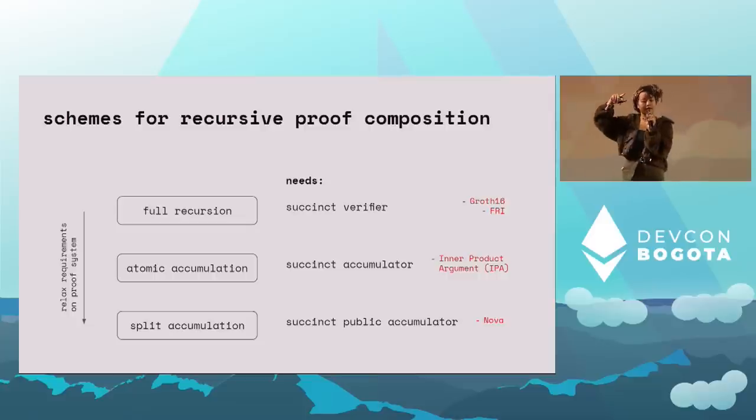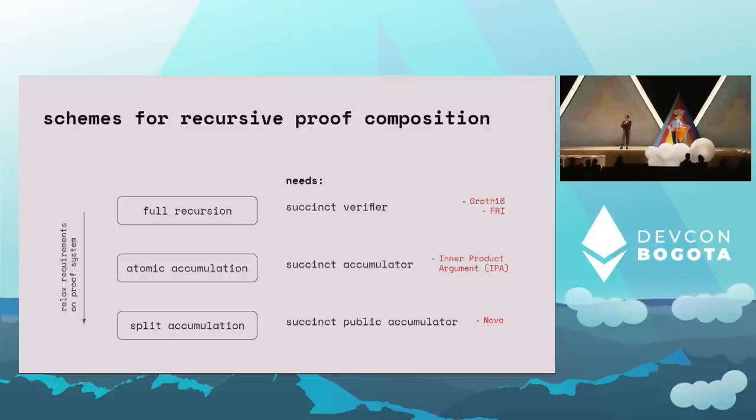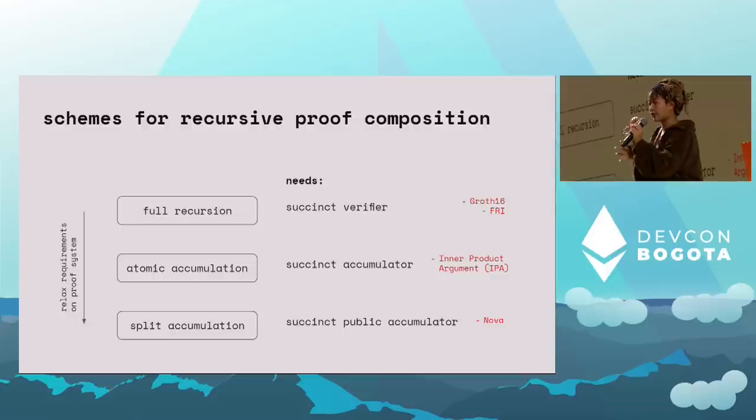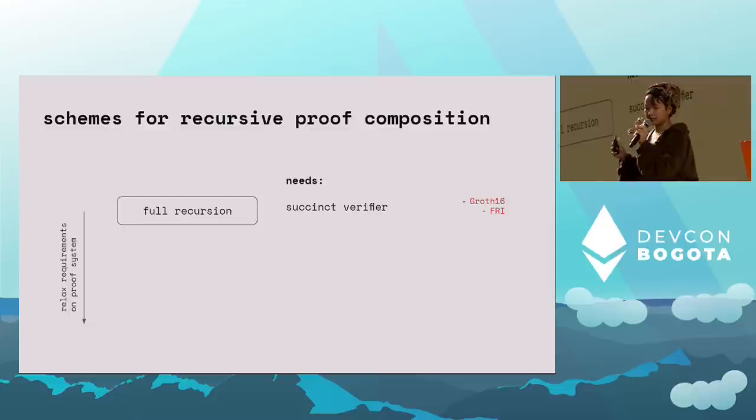And finally, if we relax even more, we don't even require a succinct accumulator. Now we're just happy with a succinct public accumulator. And the idea behind this split accumulation is simply that you split your accumulator into a public and private part. And the public part is short, and this is what we accumulate at each recursive step. Whereas we delay the verification of the private part of the accumulator until the very end. So let's go through these constructions at a high level, one by one, just so you can see the shape of it.